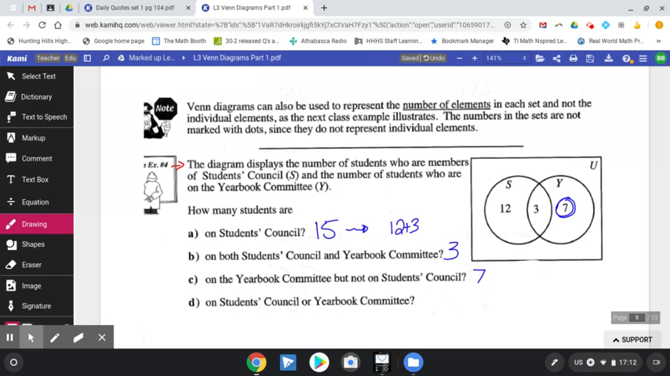And D, how many students are on student council or yearbook committee? So when we see or, we should be thinking add. So or is everything that's inside the circles. We add it all up. 12 plus 3 is 15, plus 7 is 22 people.